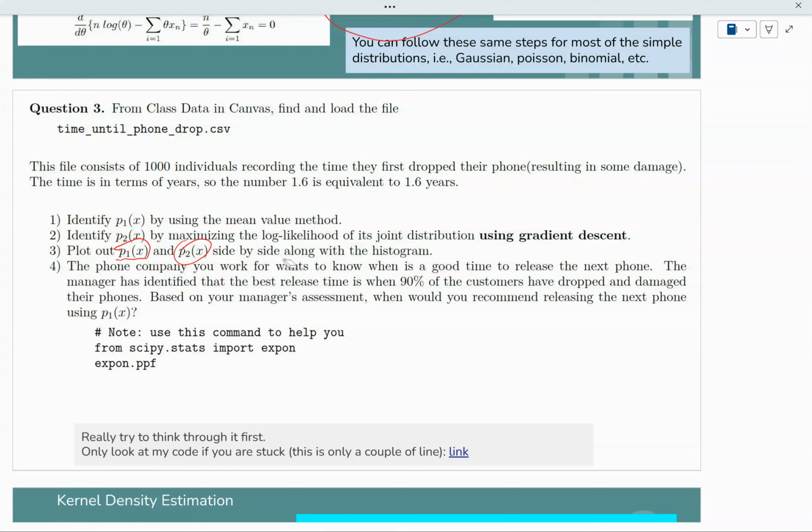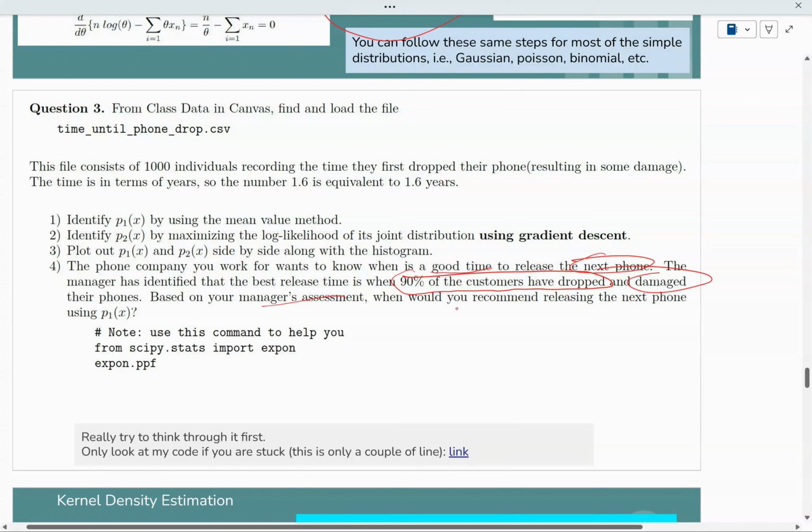Now the phone company you work for wants to know when is a good time to release the next phone. The manager has identified that the best release time is when 90% of the customers have dropped or damaged their phone. Based on the manager's assessment, when would you recommend the release of the next phone?